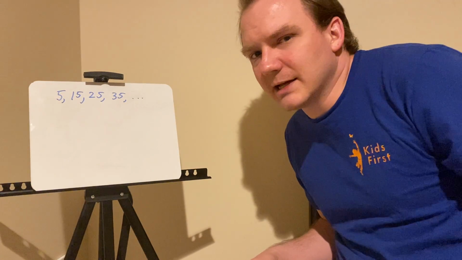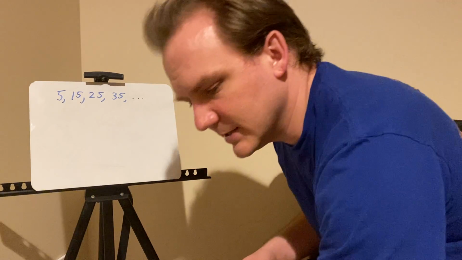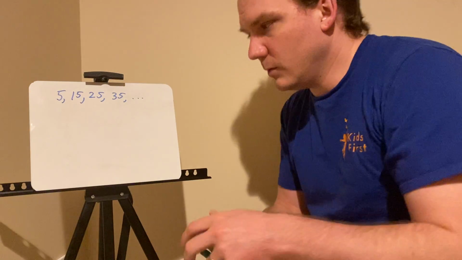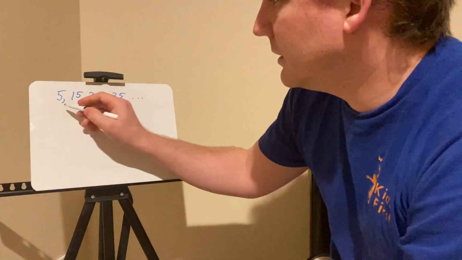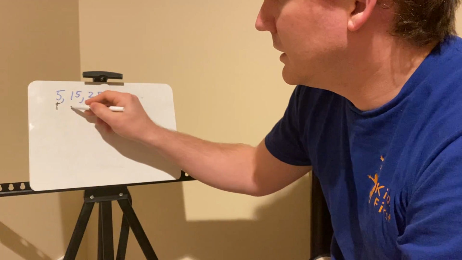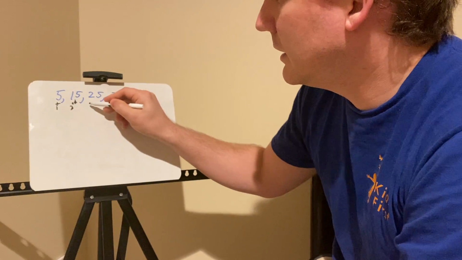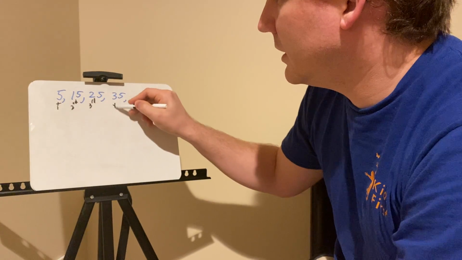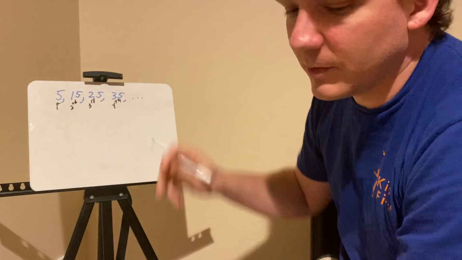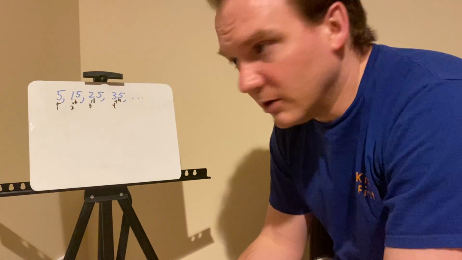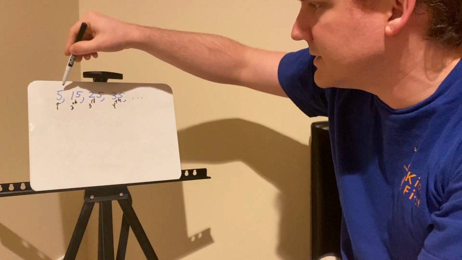Note that I'm not given x and y values. I'm given a sequence here, right? So I'm given terms. So this could be my first, second, third, fourth. So these are what I would call my n values. What I have to determine here is how is this changing? What's going on in the sequence?